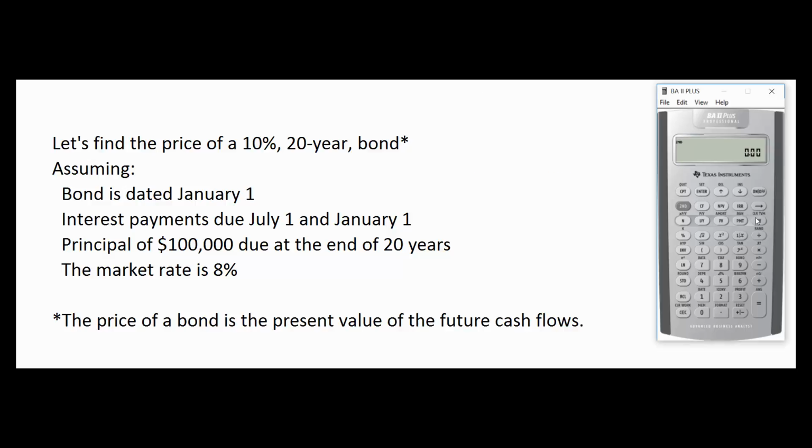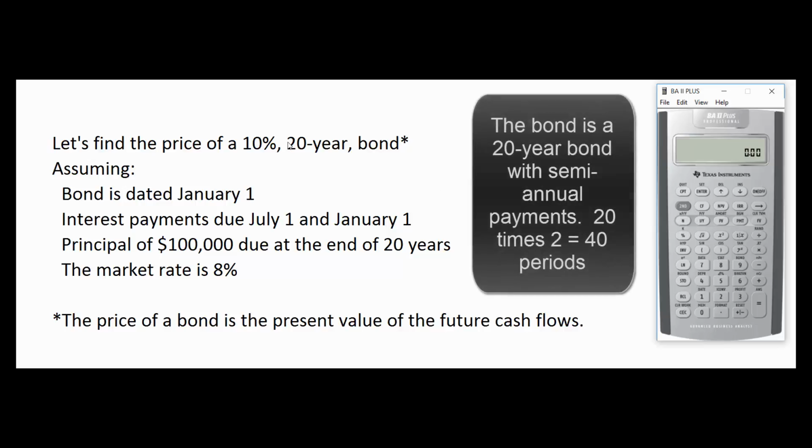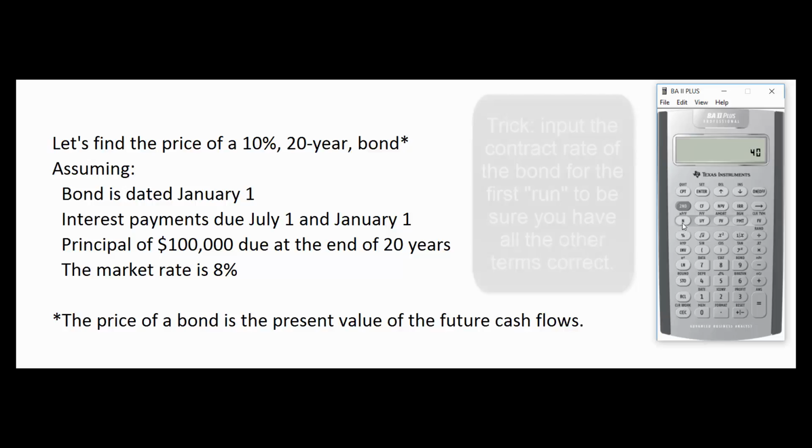First of all, on our financial calculator, we'll clear everything out of the third row. This calculator uses the third row to find the time value of money. What's the N? What's the number of periods? Well, if it's a 20-year bond and it pays interest twice a year, 20 times 2 is 40. So 40 is the N.